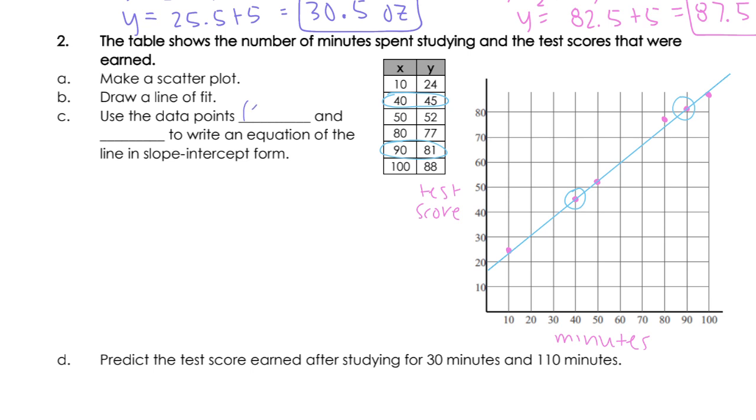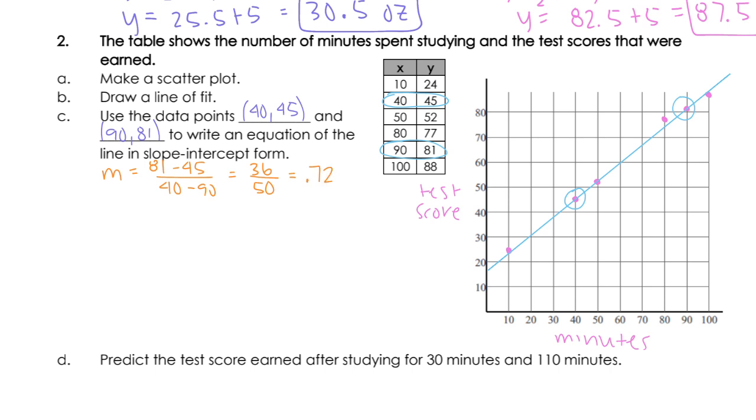Use the data points (40, 45) and (90, 81) to write an equation. So we're going to start by finding the slope again. So m equals 81 minus 45 over 40 minus 90. And that would give me 36 over 50. And actually, when you get a really nasty fraction like this, we're going to go ahead and just make it a decimal. And I'm going to go ahead and put that it is 0.72.